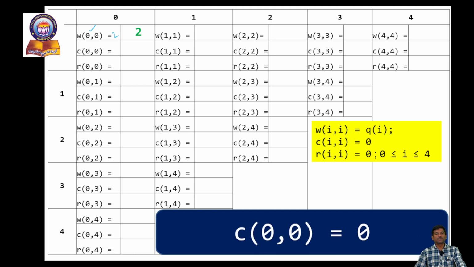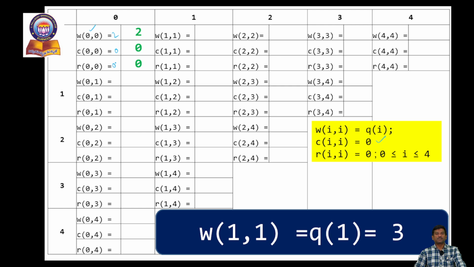The next thing that you have to find is C of 0, 0. So how to find C of 0, 0? According to the statements itself, C of I, I is equal to 0. The same thing is being represented. This is how the value 0 is stored in C of 0, 0. And R of I, I, because the I value is equal to j, that is 0, 0. That is how the value of R of 0, 0 will be equal to 0.